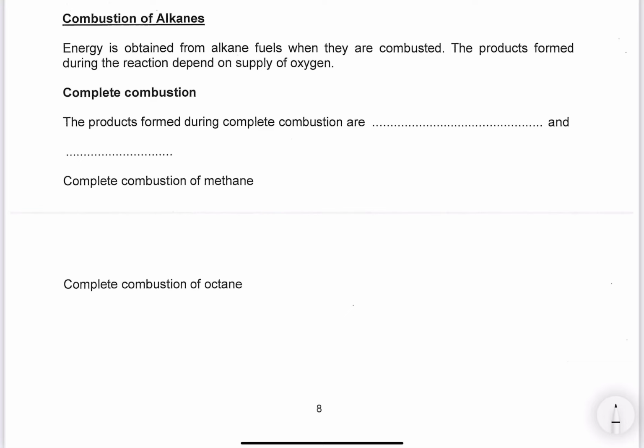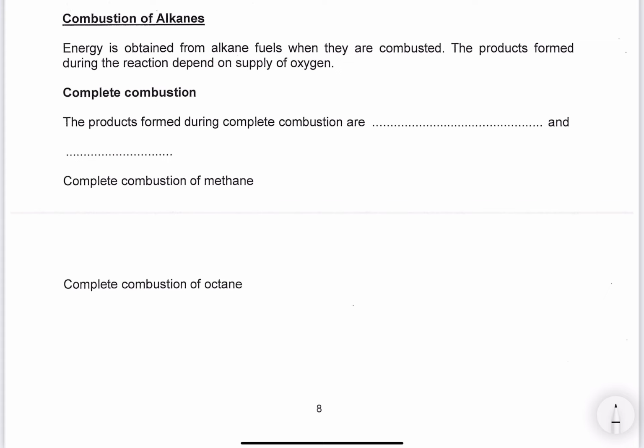Combustion of alkanes. So one of the main uses of alkanes is that they can be used as fuels. And fuels provide us with energy when they are burnt in oxygen. The products that you get from these reactions, as well as energy, will depend on how much oxygen you put in. So we've got 3 types of combustion.